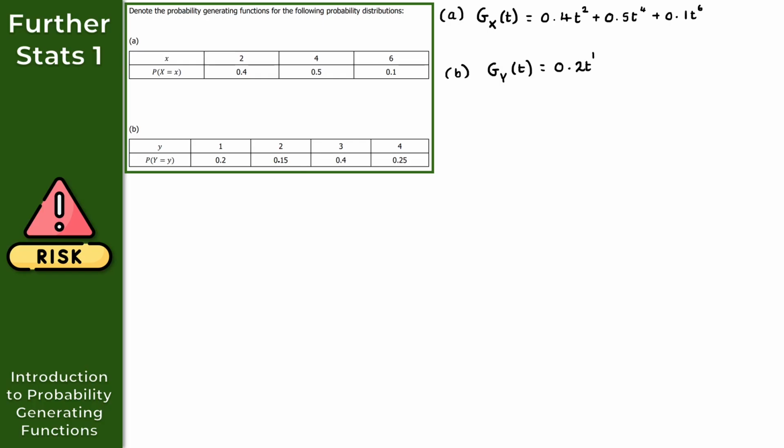Let's keep going here. So we now get 0.15 t to the power of 2, or 0.15 t squared. Keep going here. So 0.4 t cubed. And then finally here for the very last term, we get 0.25. So plus 0.25 t to the power of 4. Okay, and there we have it. So hopefully nice and straightforward. That gives us the solution then to question 1.